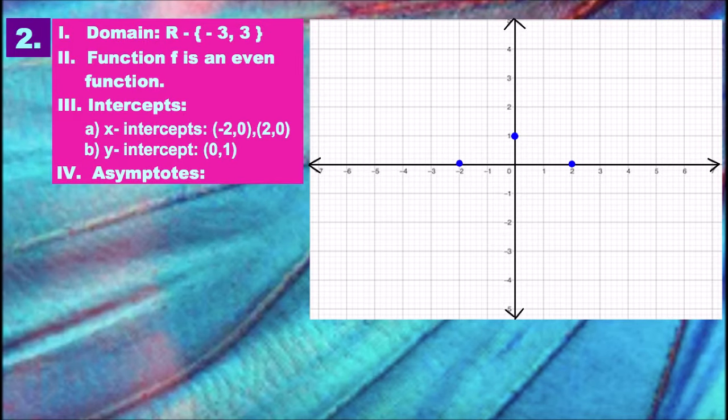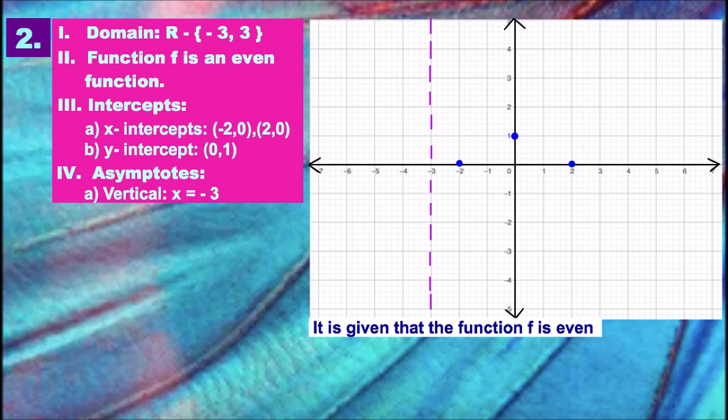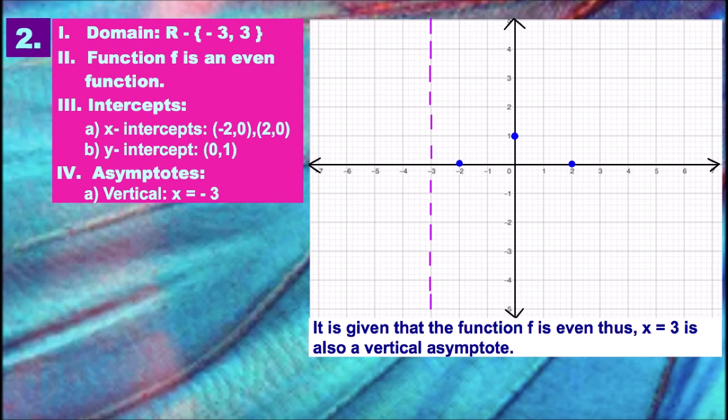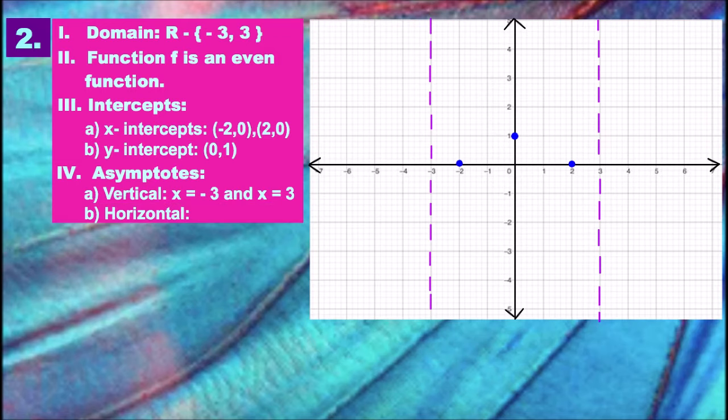As for our asymptotes, vertical asymptote at x equals -3, that dashed purple line. It is given that the function f is even, thus x equals 3 is also a vertical asymptote, sketched right here. So the same thing that we did with our x-intercept, where we reflected it over the y-axis, with our vertical asymptotes, we also reflect them over the y-axis because the function f is even. Horizontal asymptotes. Y equals -1. And that's the final asymptote we draw right there.